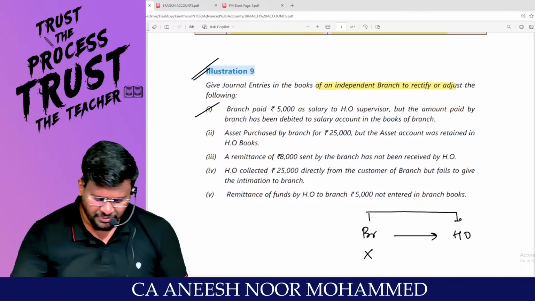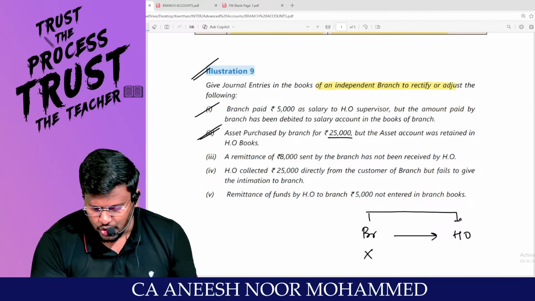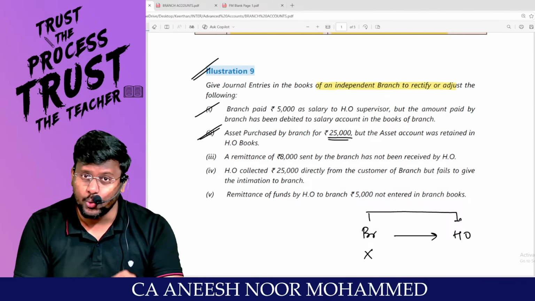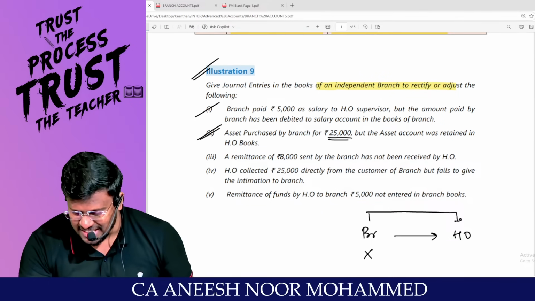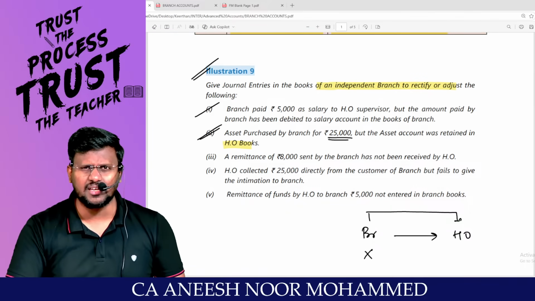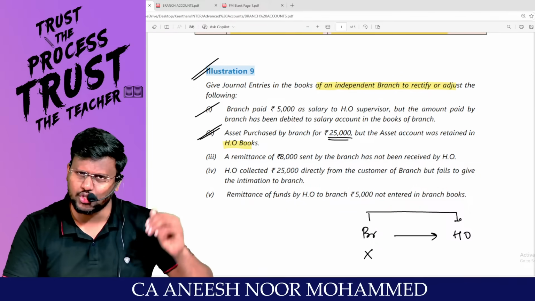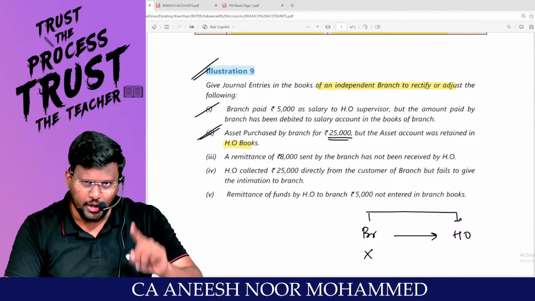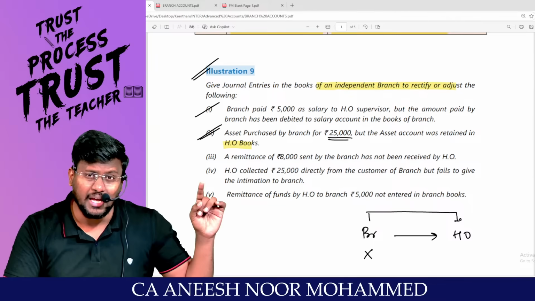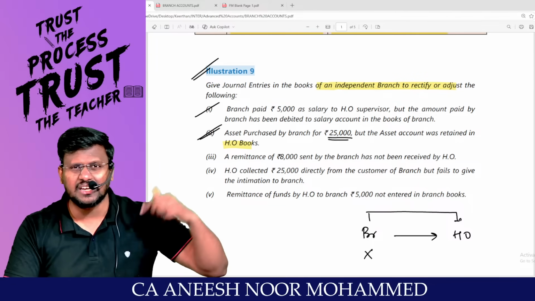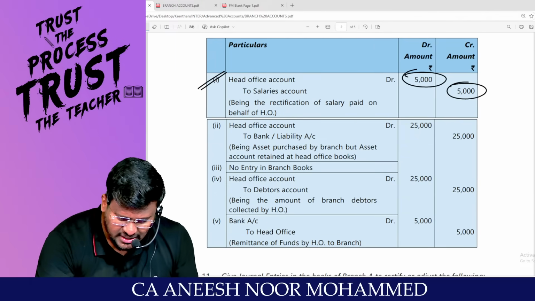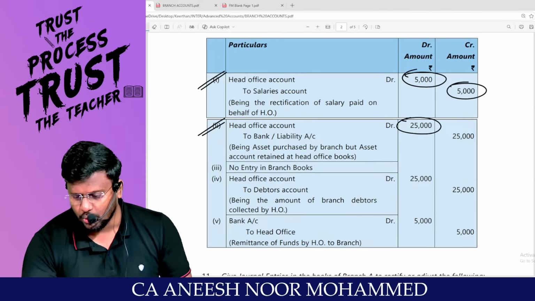Knock it off. Asset purchased by the branch, 25,000. Super. That is a branch asset. That is not important; who is going to maintain that asset is important. But the asset account was retained in the head office books. Generally, if you purchase an asset, what is the entry? Asset account debit to cash or bank account. But is the asset going to be maintained by the branch? No. It is going to be maintained by the head office. So according to the branch, it's a receivable from the head office. You tell me the entry, man. Very simple. Head office account debit to cash or bank account 25,000.